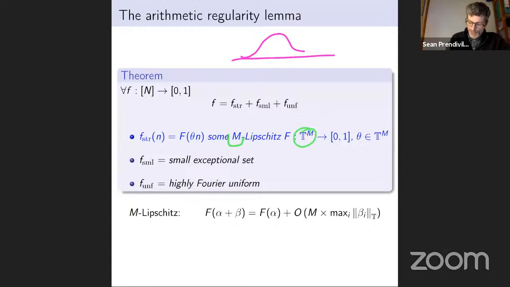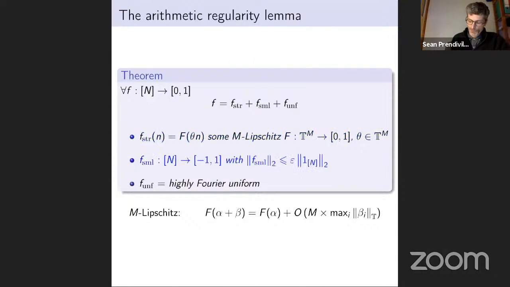So we've got two M's here, and both occurrences of M measure the complexity of our Bohr translate. The smaller M is, the simpler the Bohr translate, so we want to keep M small. Okay, so there's some frequency vector theta, which has M coordinates, and some smoothed, quantitatively continuous bump function F on an M-dimensional torus.